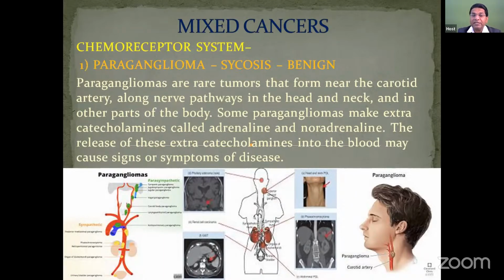So first it is paraganglioma, it is psychotic benign growth. Paraganglioma are rare tumor that form near the carotid artery. Near the carotid artery आप देख सकते हैं paraganglioma.